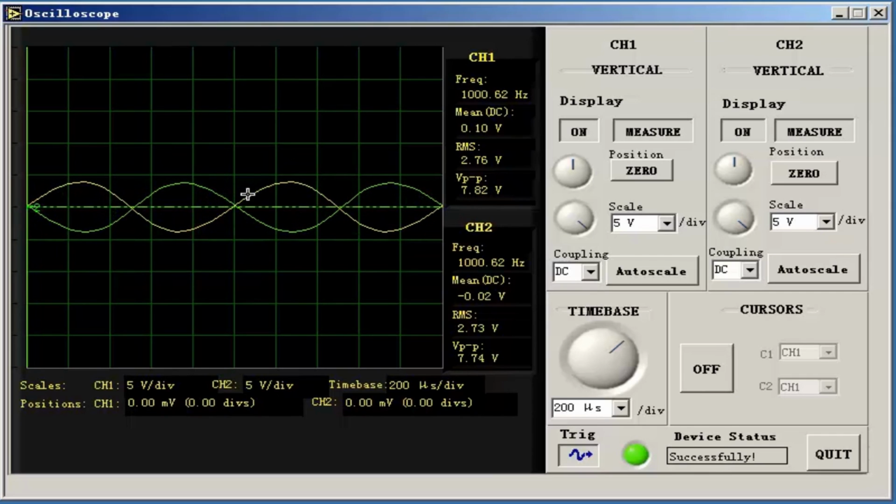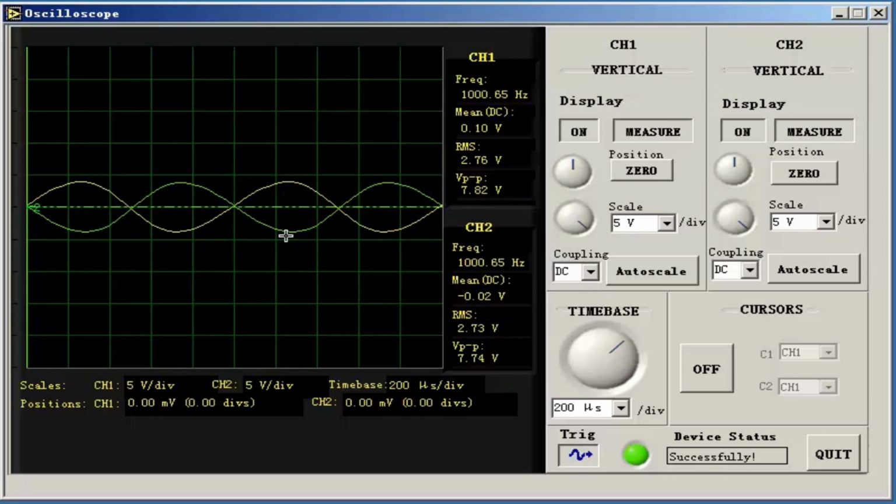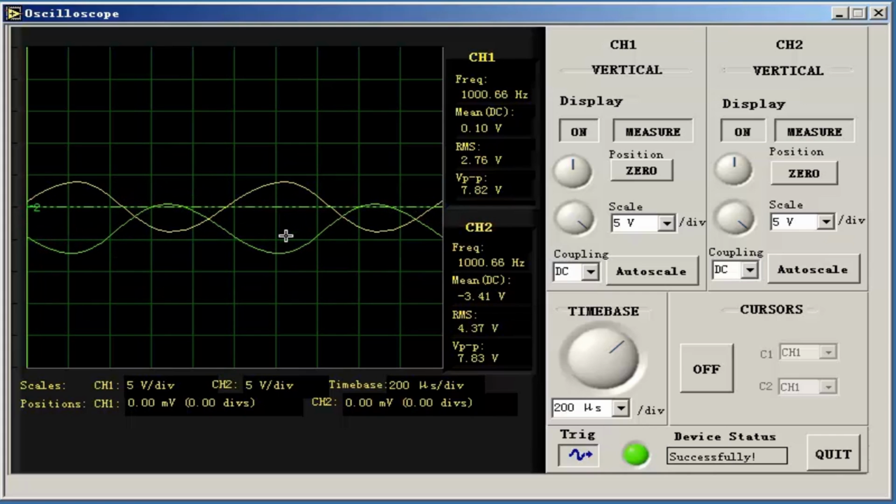Let's look at the waveforms. The yellow curve represents the AC input, and the green curve represents the output. The input DC voltage is 0 now. Let's increase the DC voltage. You can see that the output waveform is moving down. It truly realizes the inverting addition of the two inputs.